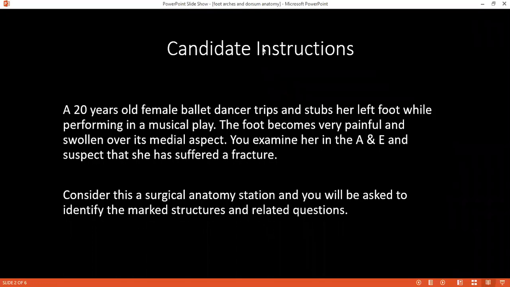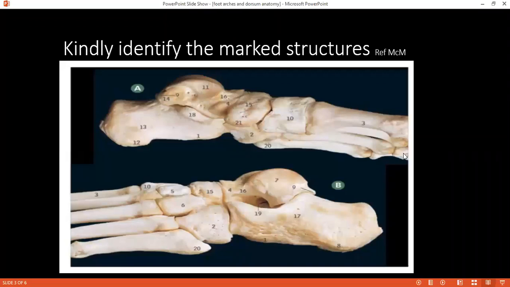Right. So if you have read and understood, considering it's surgical and not anesthesia, kindly tell me what are you looking at in these two pictures? These are the medial and lateral surface of the bones of the left foot. Yes. Okay. Would you be able to identify number one? It's tubercle of the anterior part of calcaneum.